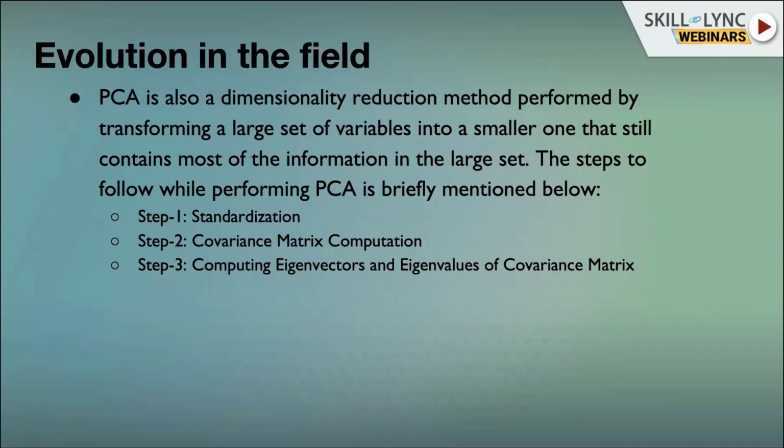Okay, now there are a few steps that we follow to achieve PCA. The first one is standardization.